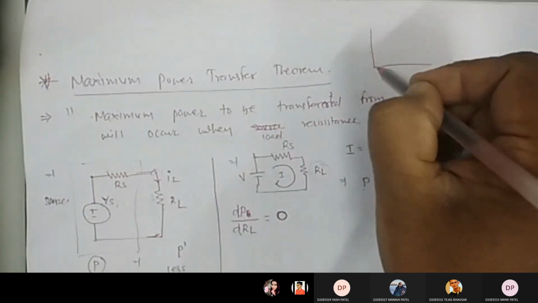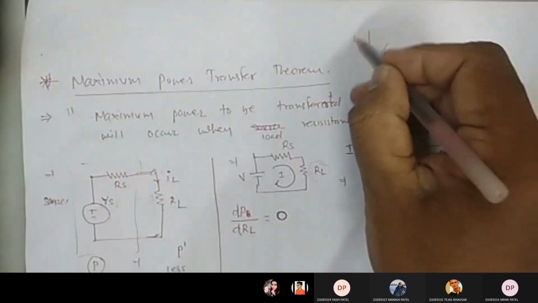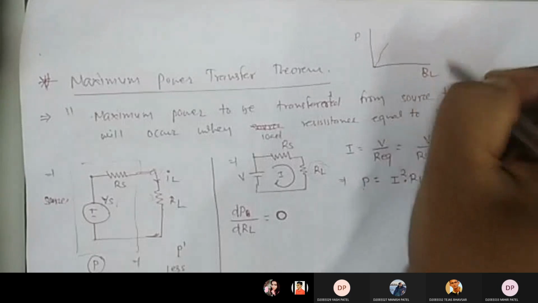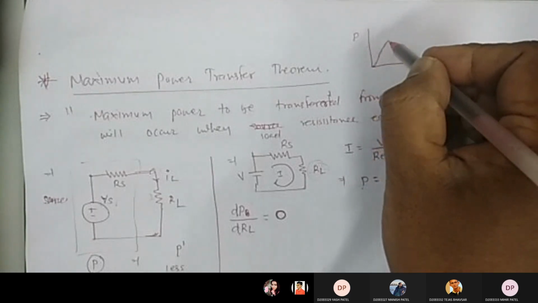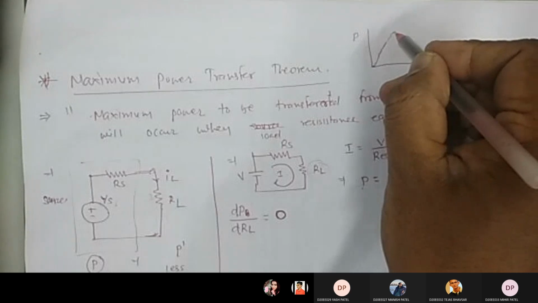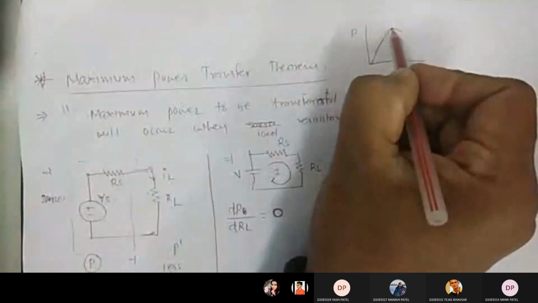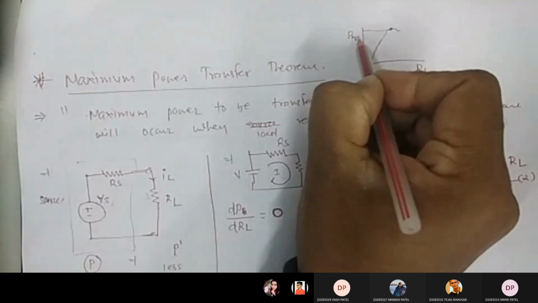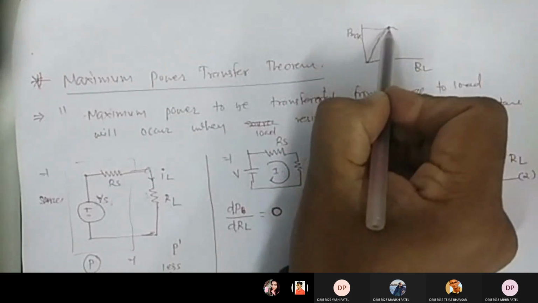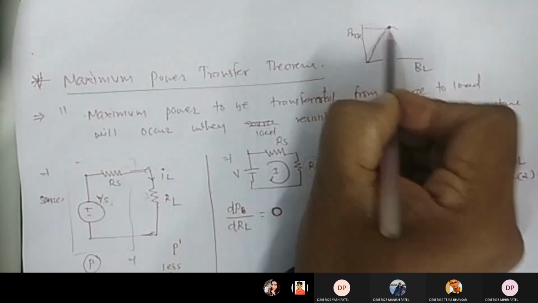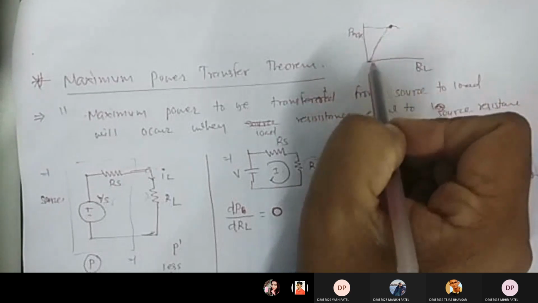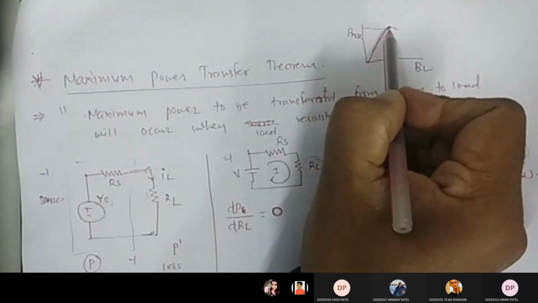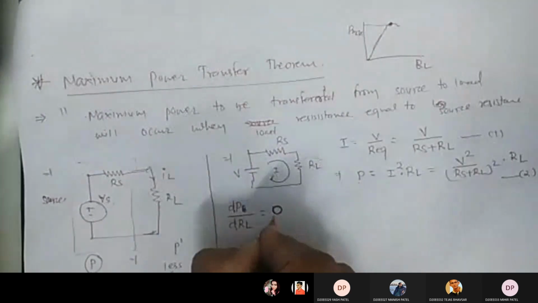There will be a change in the power. This is your power with respect to RL. Suppose I am increasing the value of RL, the power is going to increase. Now at some point of time it will become maximum. Whenever there is maximum power, if I am changing the value of RL, the rate of change of power with respect to RL becomes 0.